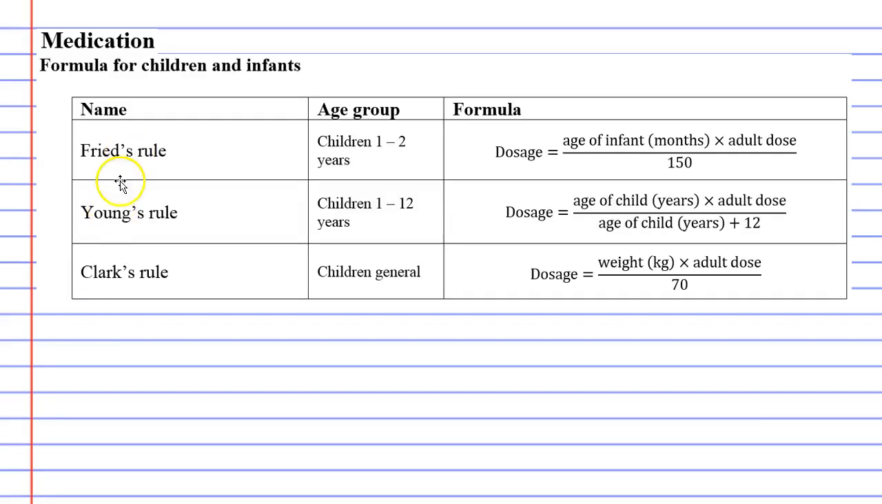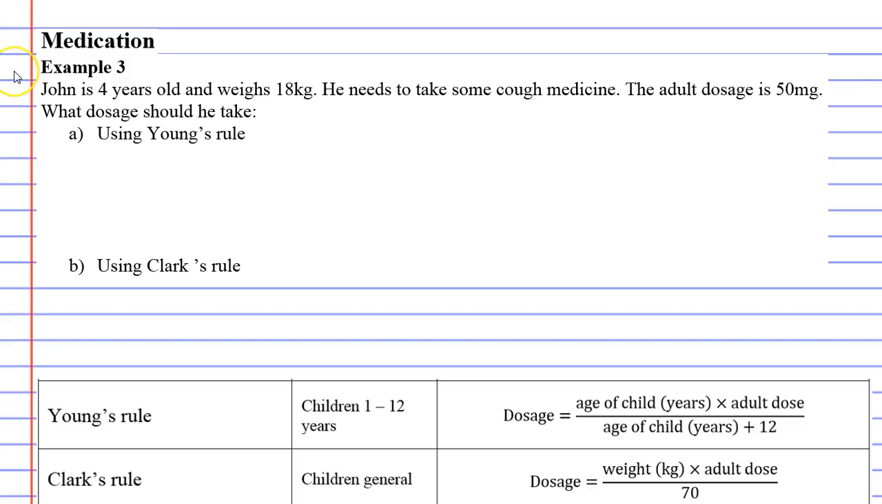I'll just mention there's 3 different formulas, and each formula is used in different situations, and some people have preferences as to which formula they would prefer to use. For example 3, our example is John, and he's 4 years old and weighs 18 kilograms. He needs to take some cough medicine, and we know that the adult dosage is 50 milligrams. We want to know what dosage he should take.